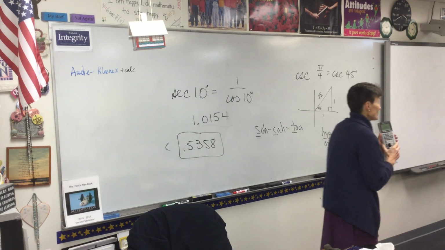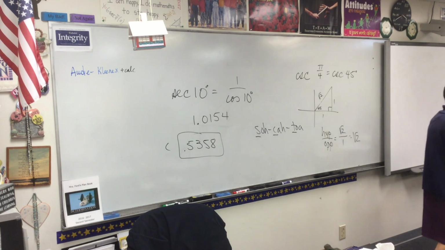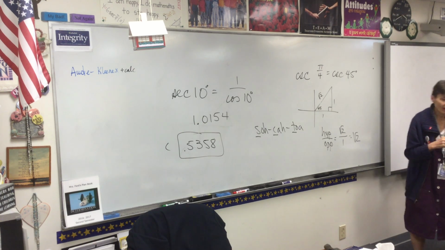So one more time to type that in, we press tangent, 28, second, apps, enter, 11, second, apps, down 1, enter. And you should get 0.5358.